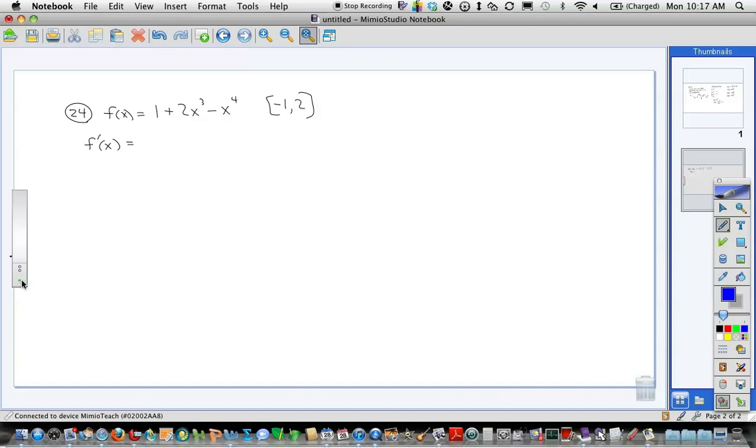And it would be what? 6x squared. Right? Because the derivative of 1 is just 0. It's a constant. Slope of 1 is 0. Okay, just doing the power rule. And we're going to set that equal to 0.